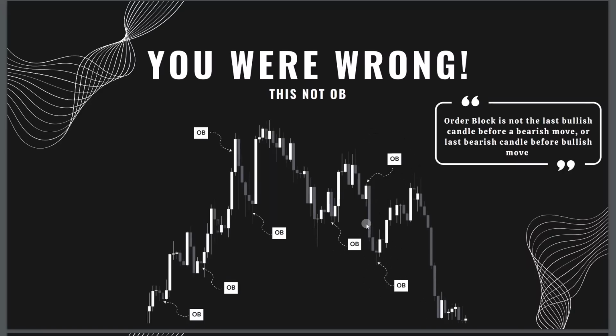Now, you can see here, price did have an impulsive move, and we have this as an order block. But did price respect this? No. So an order block is not any last bullish candle before a bearish move or last bearish candle before a bullish move. High probability order blocks need to have a few things to consider them as high probability, and we're gonna get this covered later.